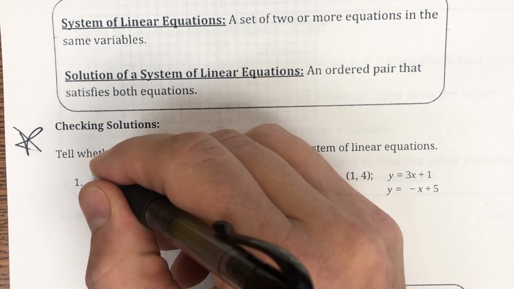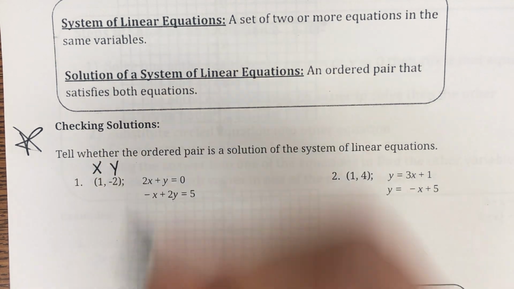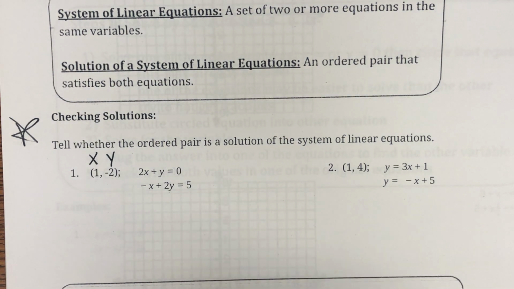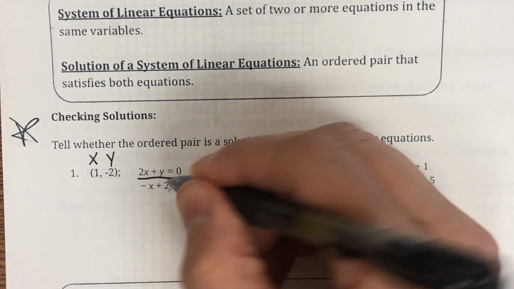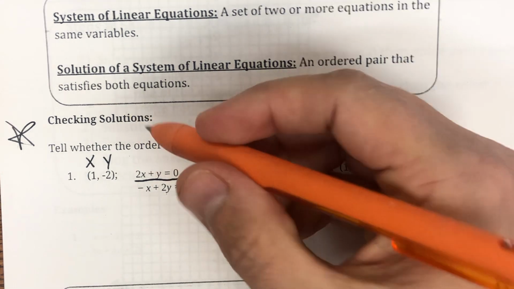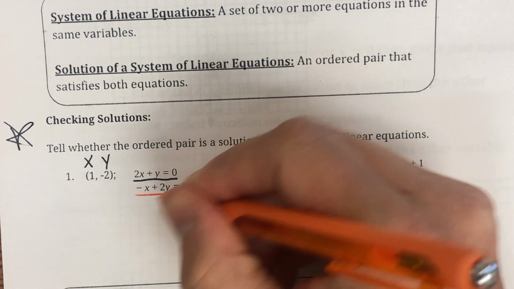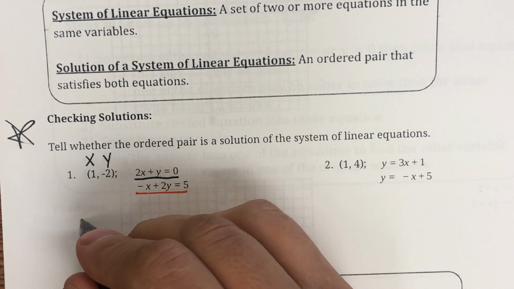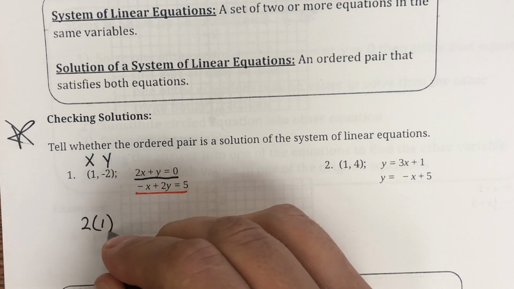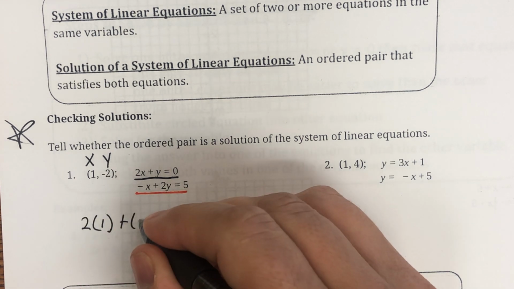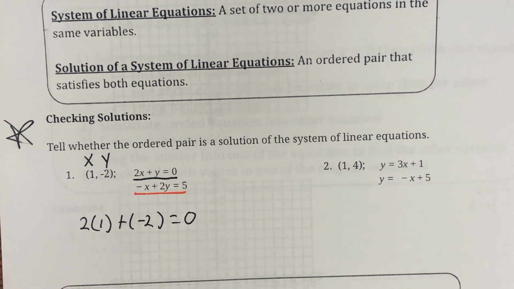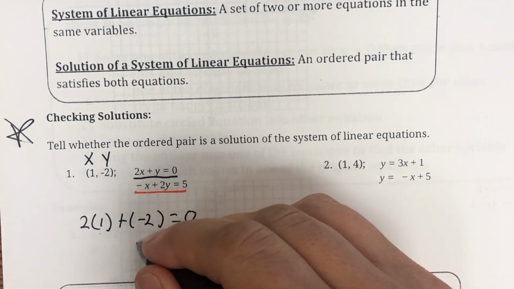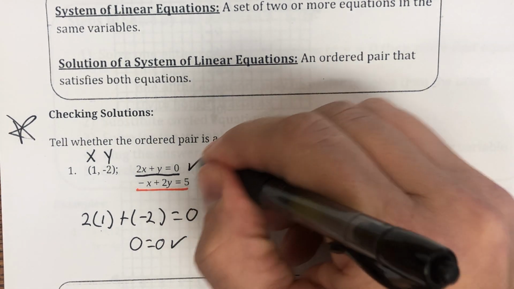Keep in mind, an ordered pair comes in the form x, y. We have to substitute in x and substitute in y and see if it's true. I'm going to do the top equation in black, and the bottom equation in orange. For the first one, I have to use parentheses where I substitute in. So I have 2 times x, which is 1, plus y, which is negative 2. That has to equal 0. Is that true? 2 times 1 is 2. 2 plus negative 2 is 0. 0 equals 0 is true. Check it off. That one is true.